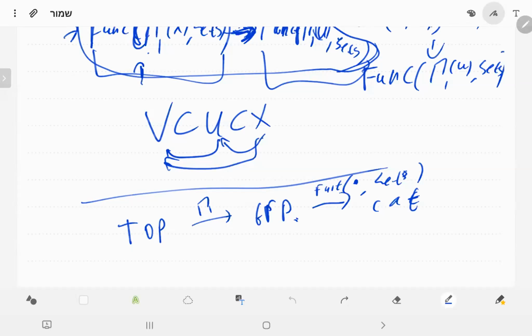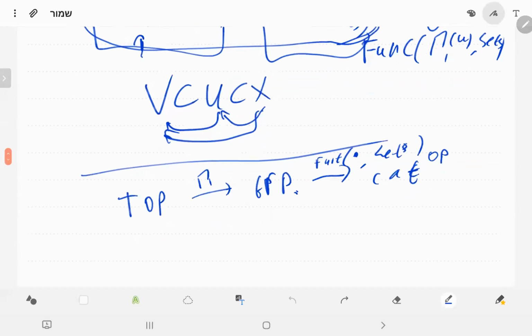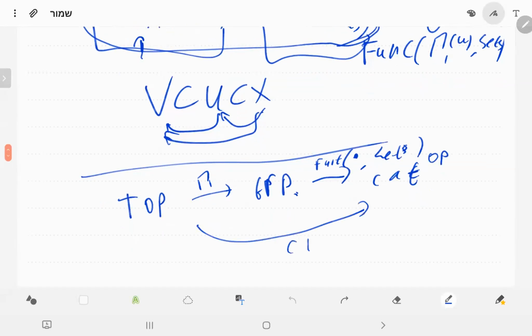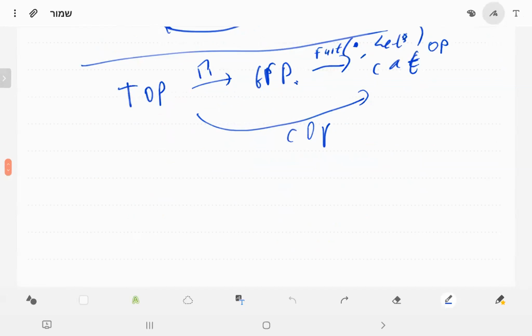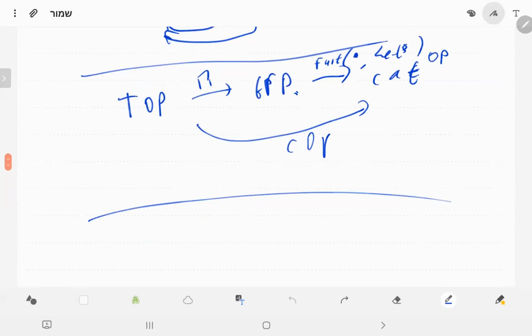So somewhere I need to write op. Let me write here op. And you have coverings, which is also a functor to category op. And yes, so we want this diagram to be commutative. This is a property. But it's a diagram of functors between categories, and some of those are categories and some of those are 2-categories. So we have to be a bit careful. Okay, so this is what I want from homotopy lifting.